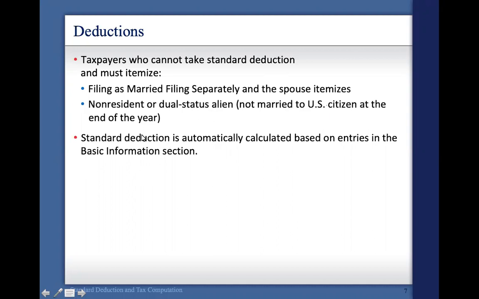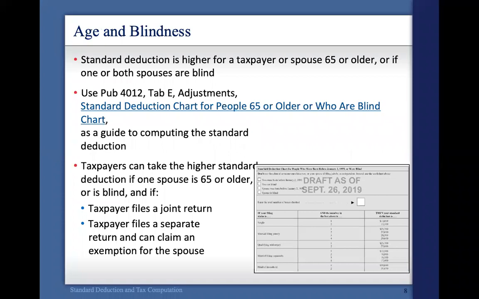Notice that the standard deduction is going to be automatically calculated in the basic information section. So for example, if you enter in the real estate taxes and things like that, and they don't total more than the standard deduction, TaxSlayer automatically puts down the higher of whether it's the standard deduction or the itemized deductions. There's also an item for age and blindness.